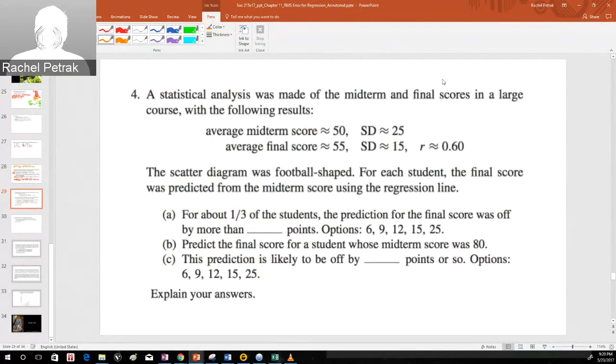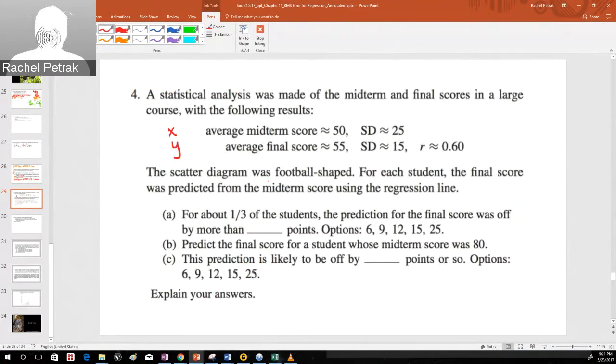Well, a statistical analysis was made of the midterm and final scores in a large course with the following results. And we'll assume again that they've got the X value on the top and the Y on the bottom when giving us the data. It's normal, and in keeping with important ideas, you want to make sure your regression makes sense. You would normally predict your final score from the midterm, not the other way.